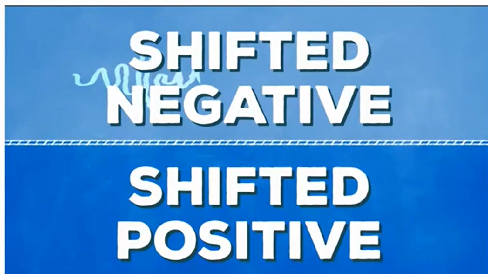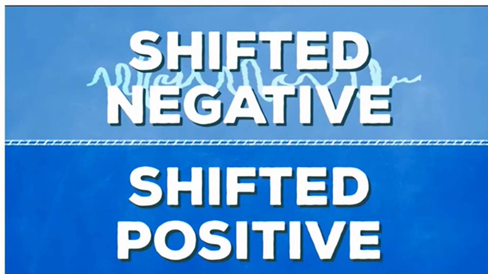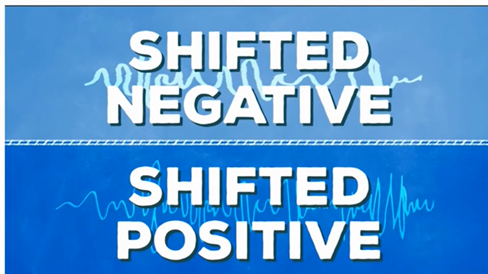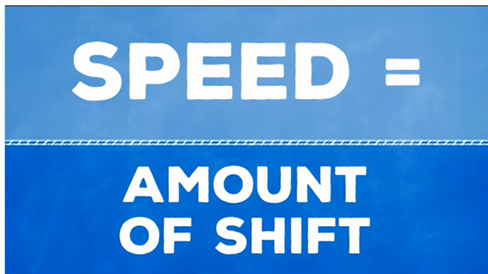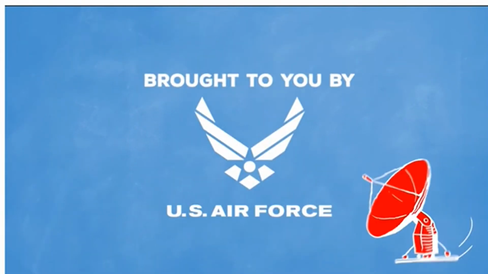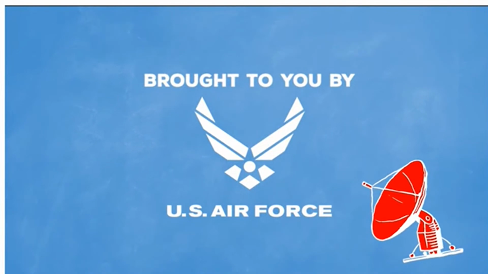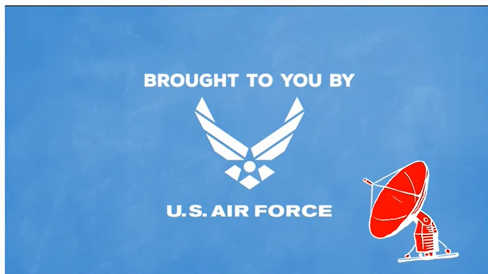If the frequency came back shifted negative, the object it bounced off of is likely moving away from the radar, and if the frequency came back positive, that object is headed toward the radar. Speed can be determined by the amount of shift that takes place in the radio wave. And this technology is used every day by the United States airmen who go above and beyond to break barriers both professionally and personally every day.